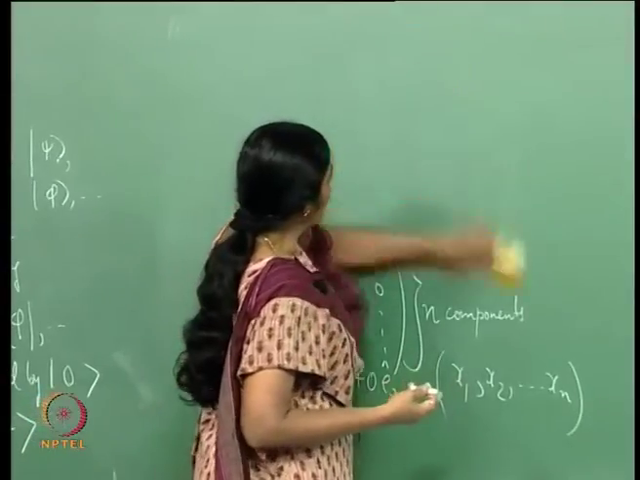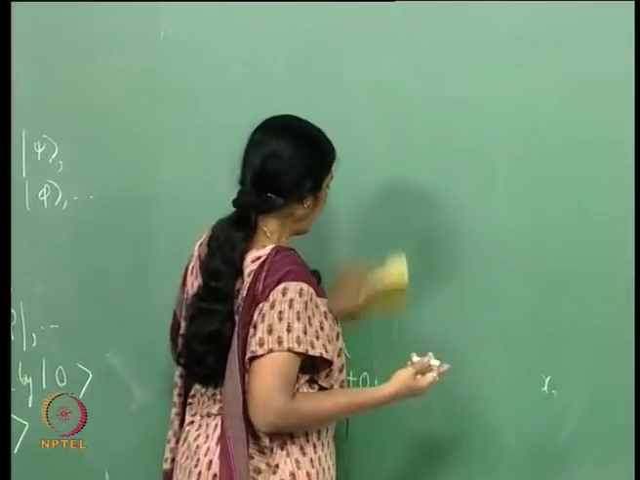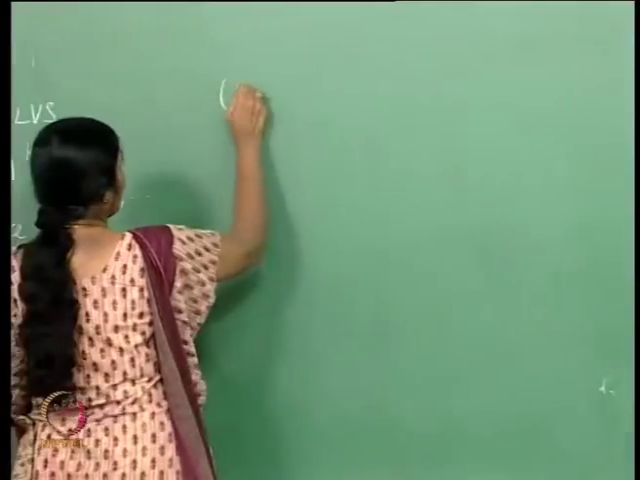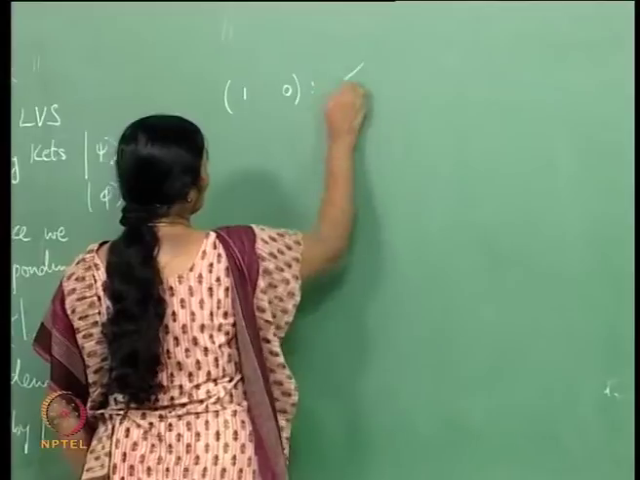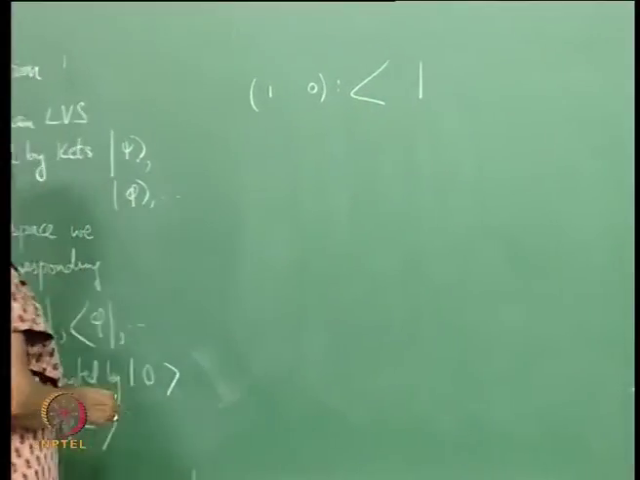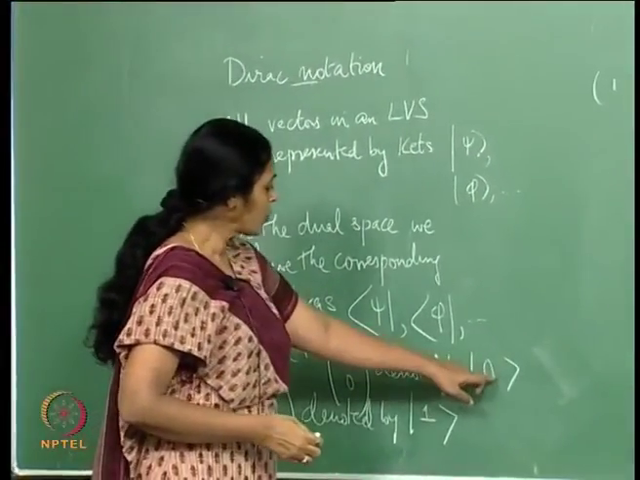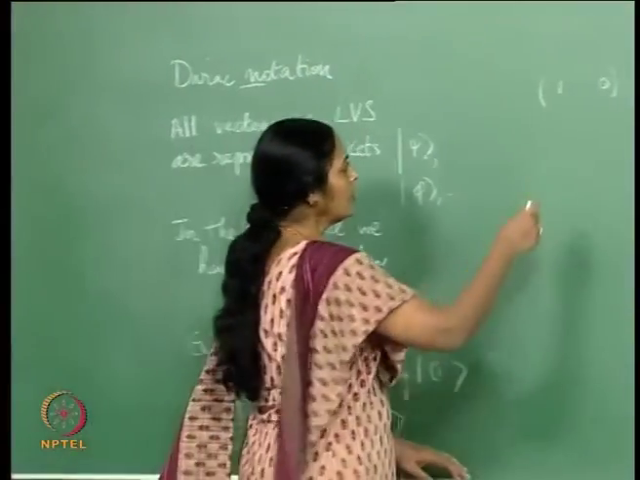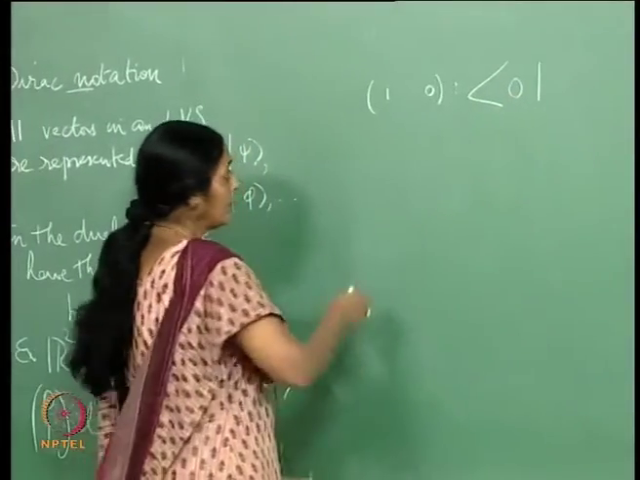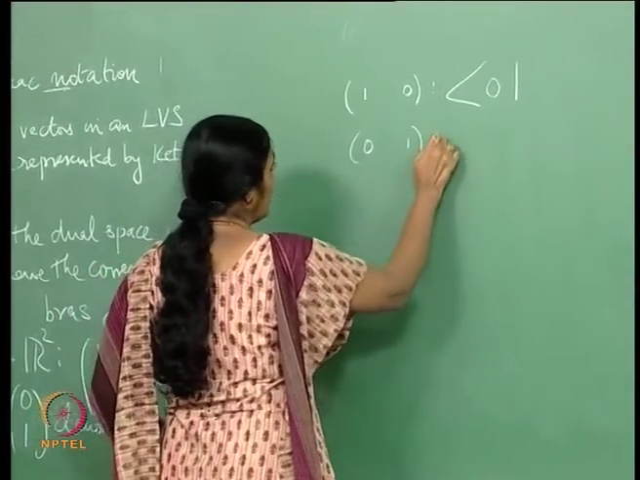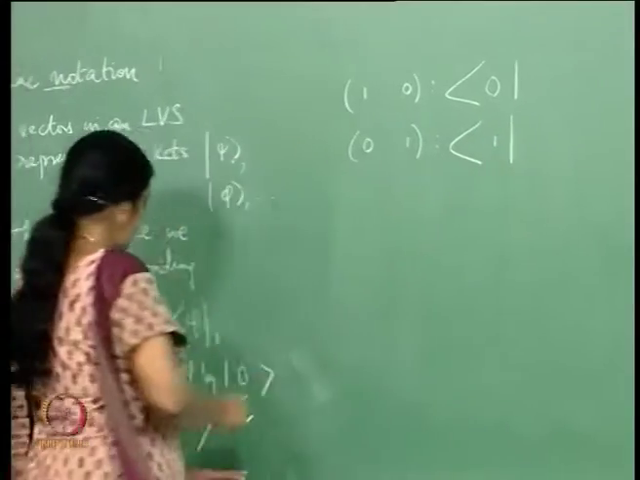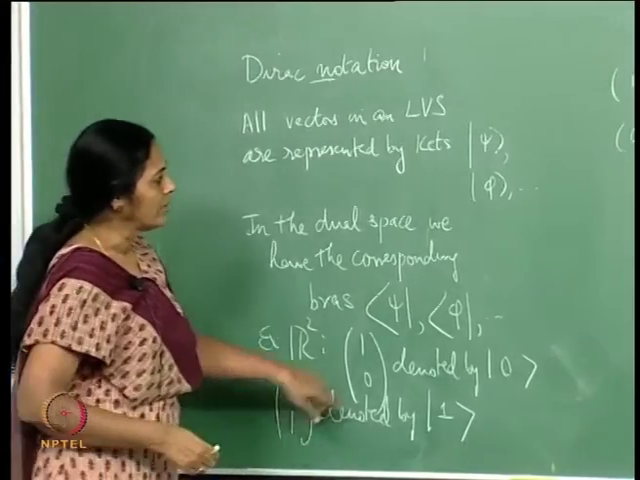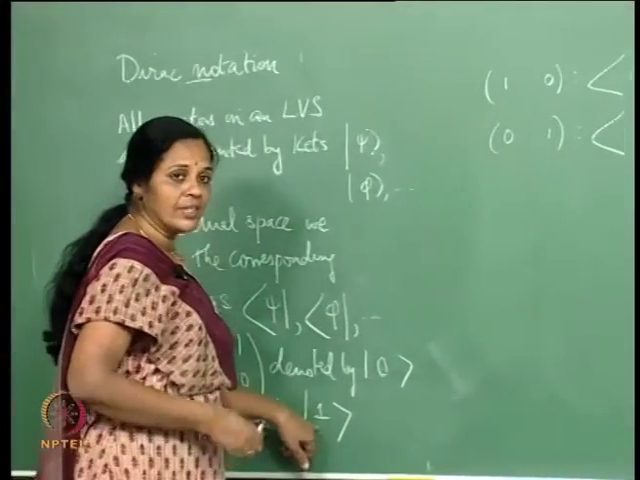What about the corresponding notation for the rows? The row 1 0 would be denoted by a bra, and since I have used the entry here to be 0 to denote 1 0, so that is the bra 0. And then 0 1, it is a bra with entry 1 because the column 0 1 had an entry 1 inside the ket.